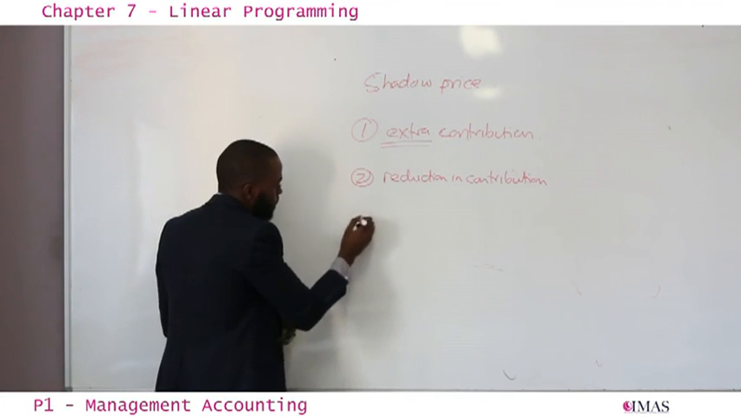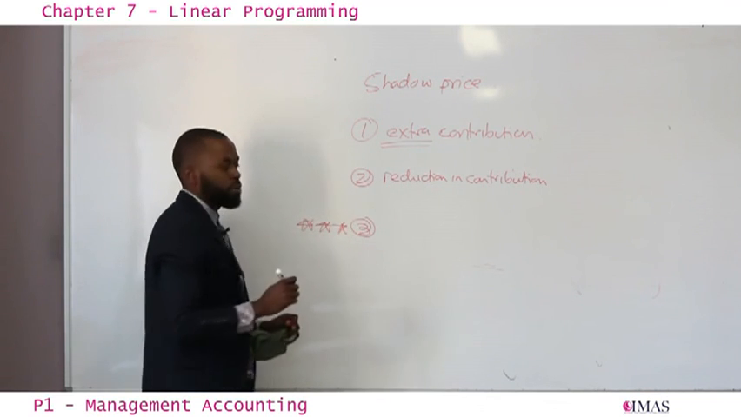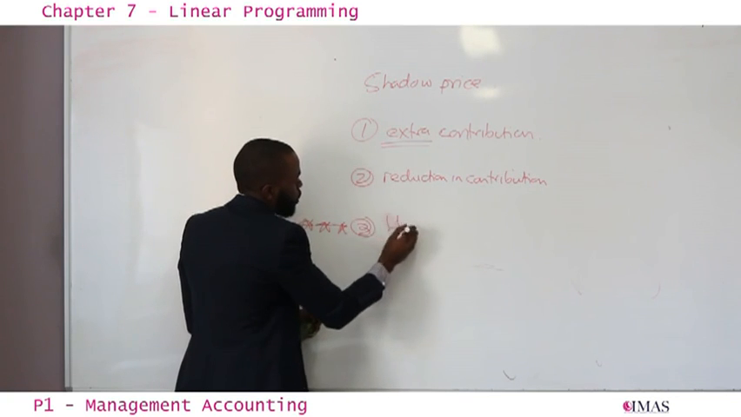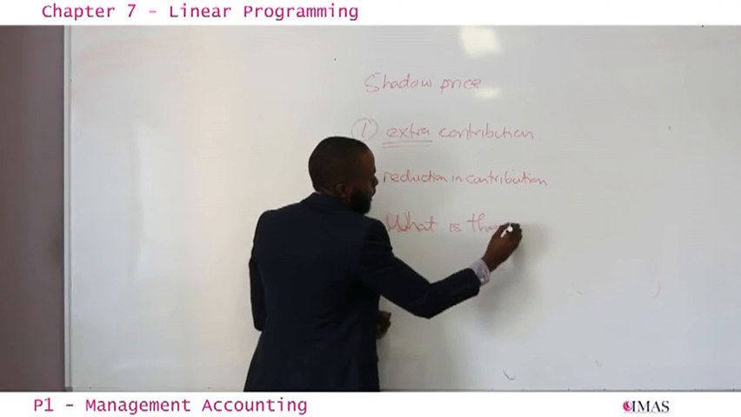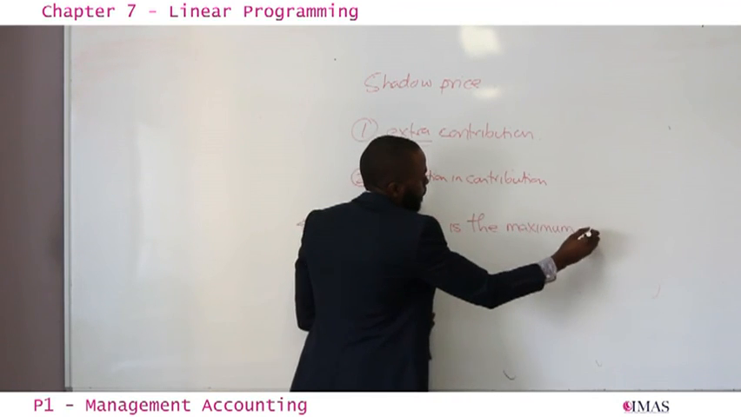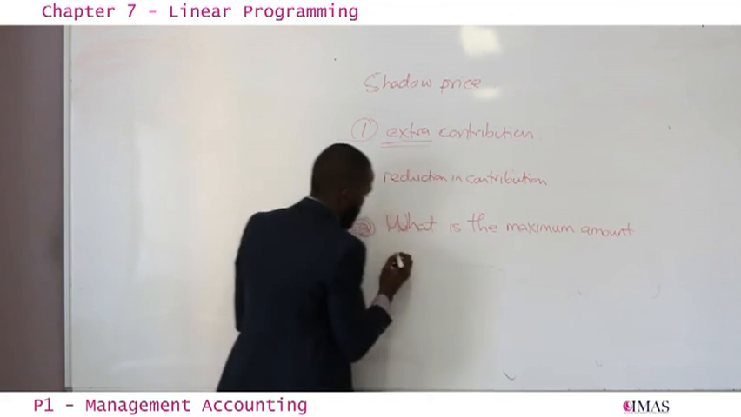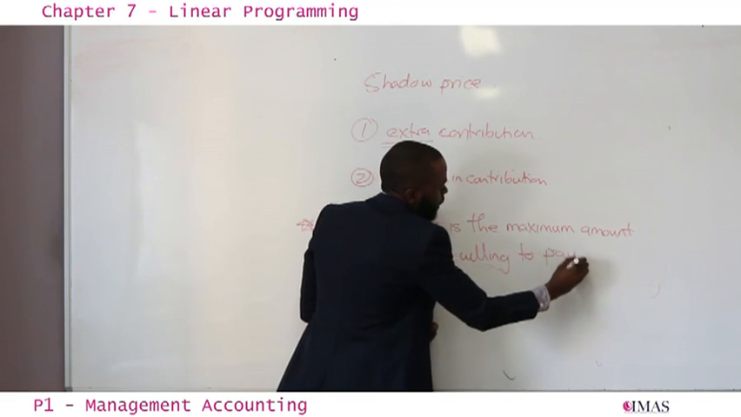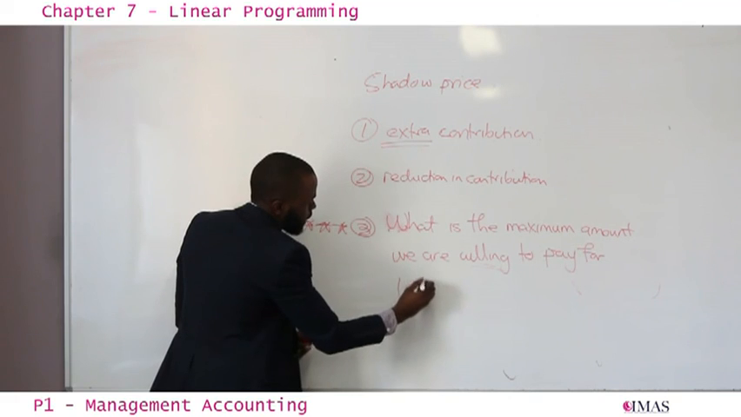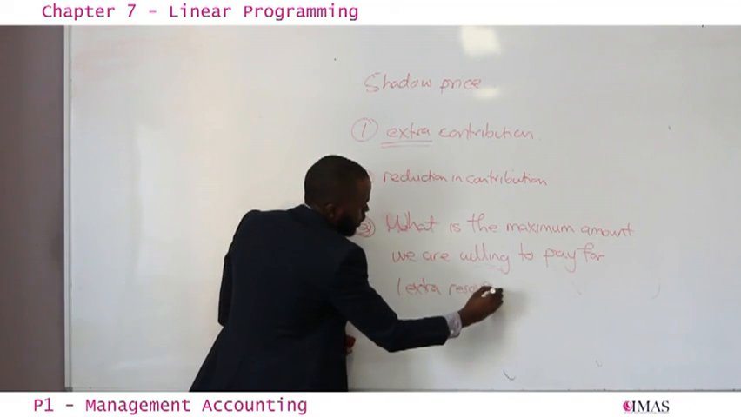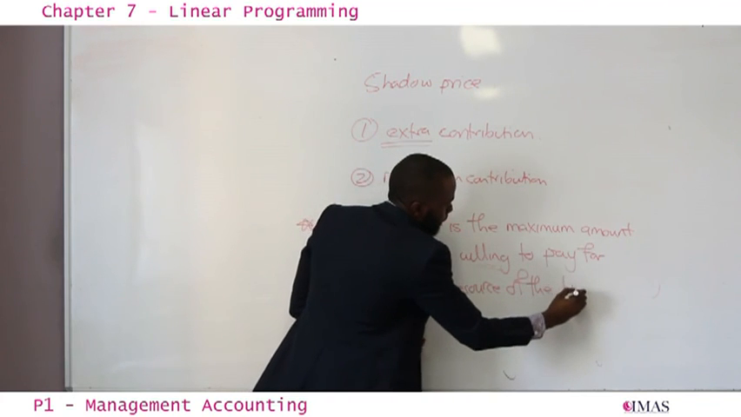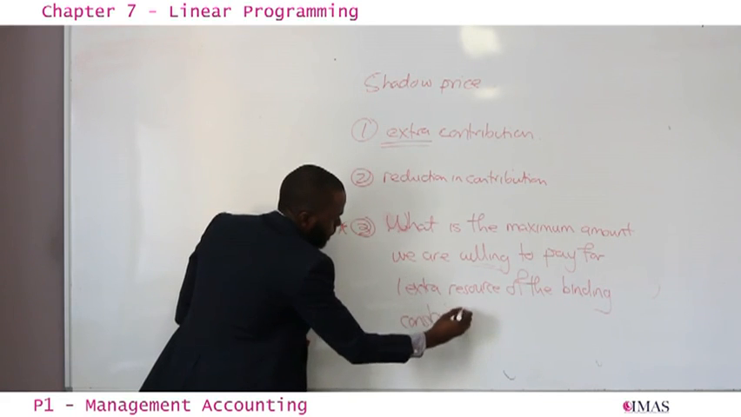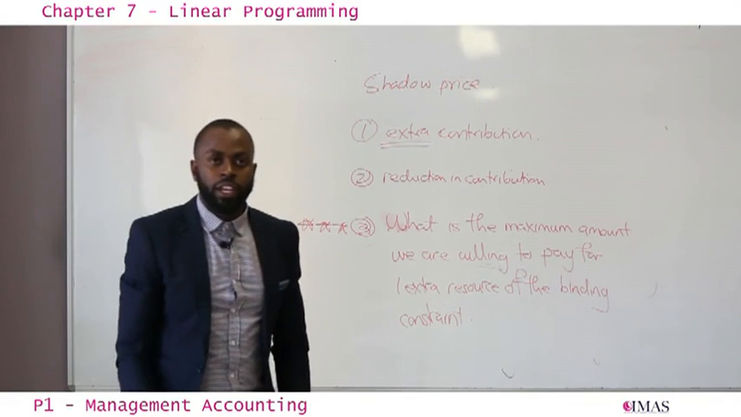Then thirdly, and this one is more important, we're saying, what is the maximum amount we are willing to pay for one extra resource of the binding constraint. So we can explain it in those three ways.